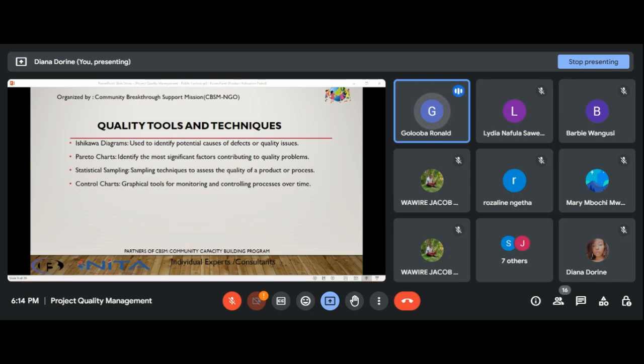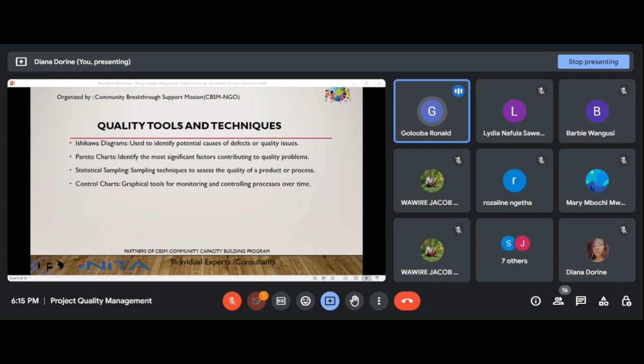So we have some quality tools and techniques that are commonly used. We have the Ishikawa diagram or the fishbone diagram, a tool used to identify root causes of potential defects or quality issues in processes. We also have Pareto charts, and these identify the most significant factors contributing to quality problems. You can read about Pareto optimality around that.